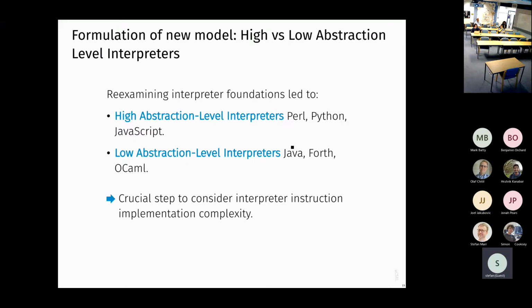And this is something that I worked on in the beginning, namely I formulated this new model that focused on high versus low abstraction level interpreters. We had these high abstraction level interpreters like Perl, Python, and JavaScript. And then we had these low abstraction level interpreters like Java, Forth, and OCaml. And I think the crucial step here was to consider the instruction implementation complexity. Once you understand how this affects performance, it's quite clear that instruction dispatch is not the right optimization technique here.